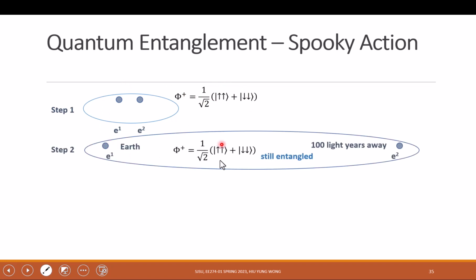Now, if I bring this electron 100 light years away, I separate them. If I don't destroy them, they are still acting as a whole system. They still have the same state.